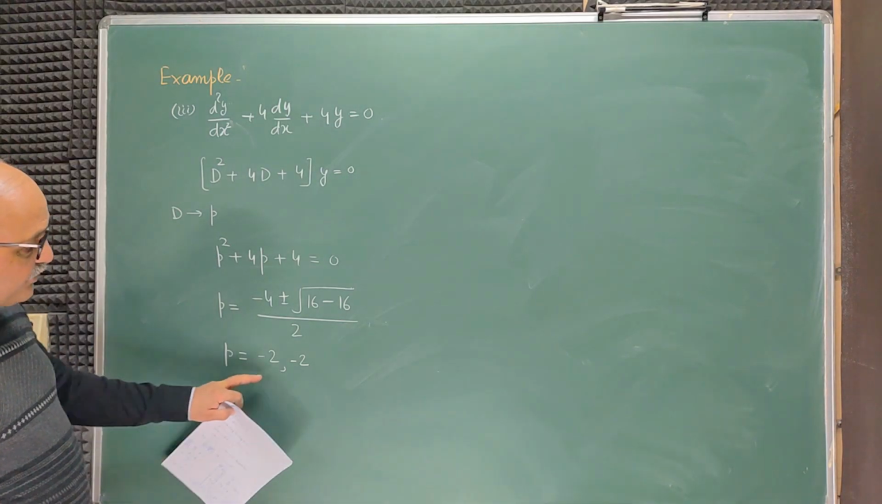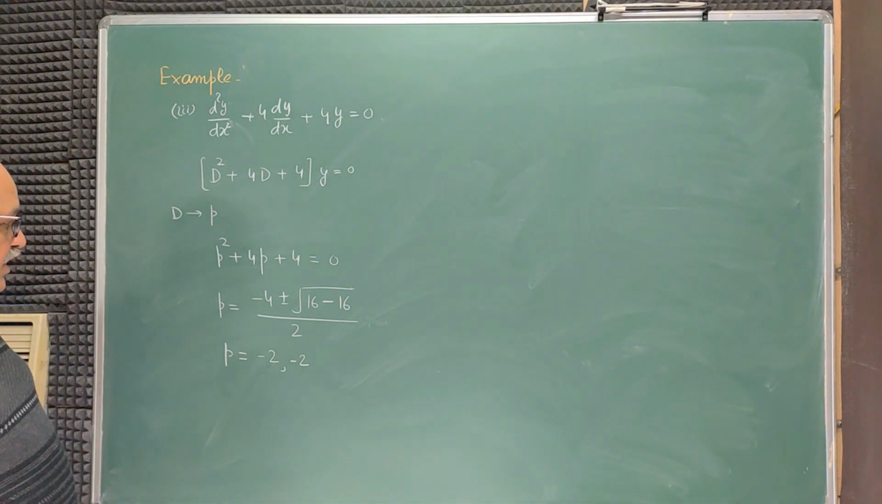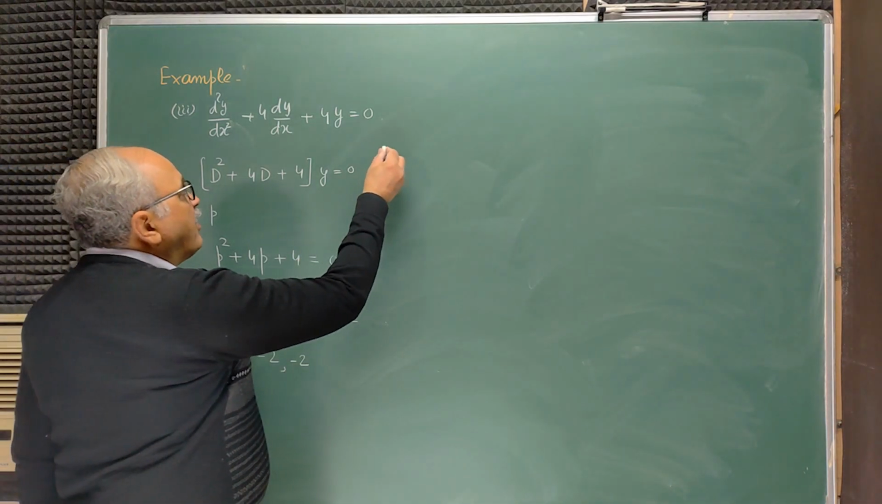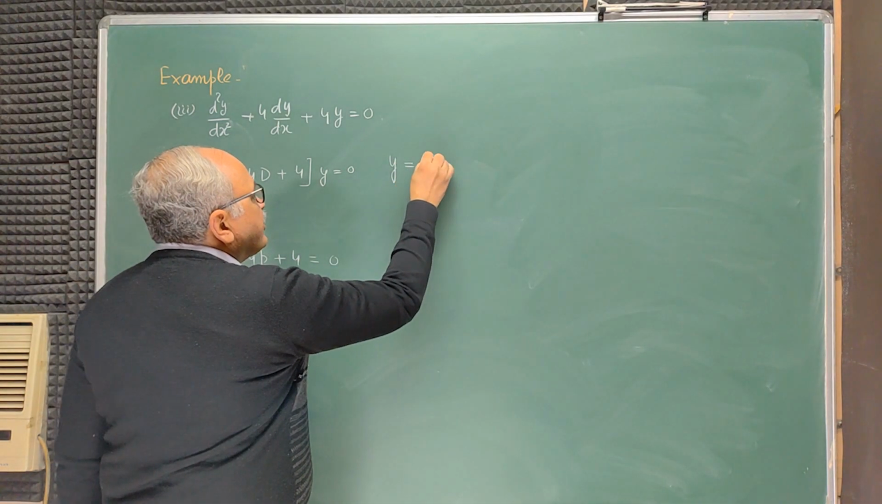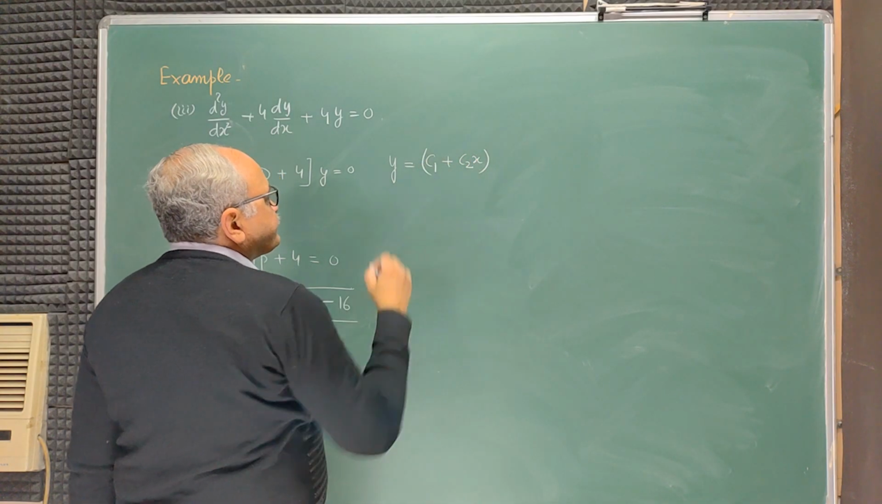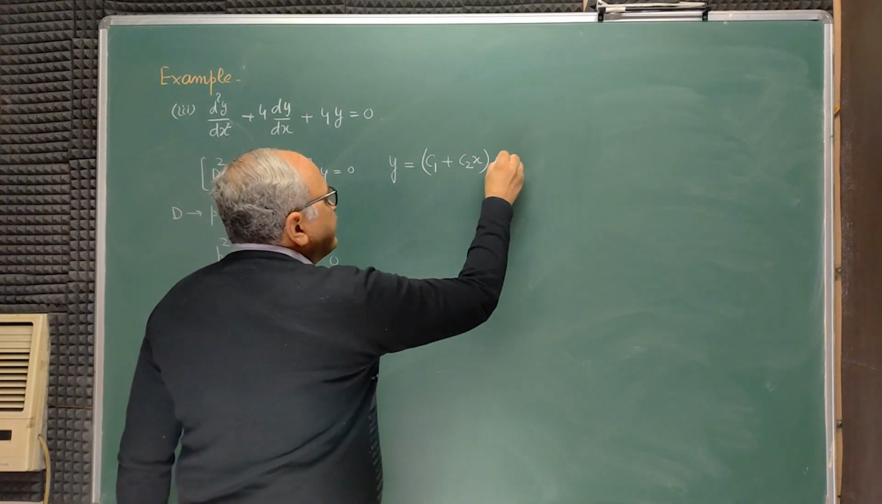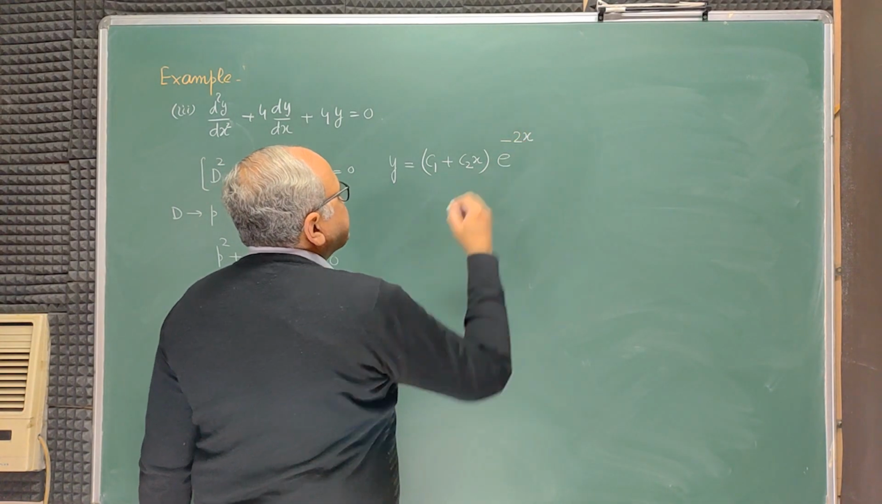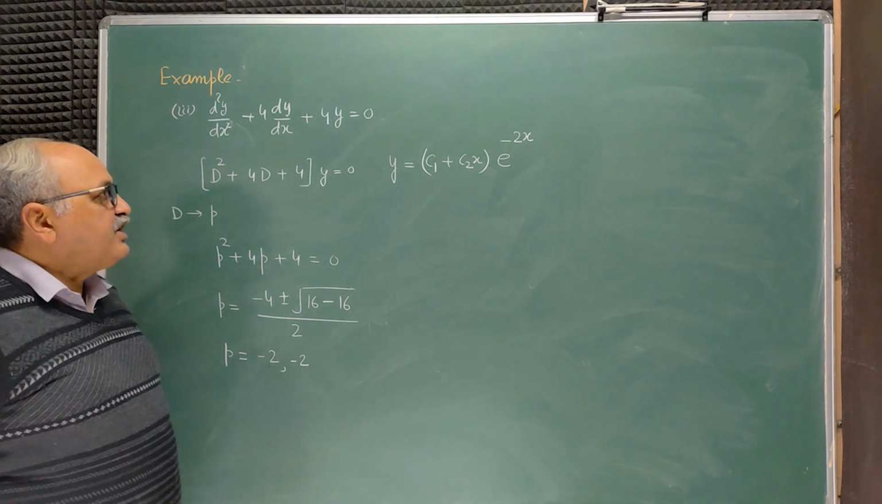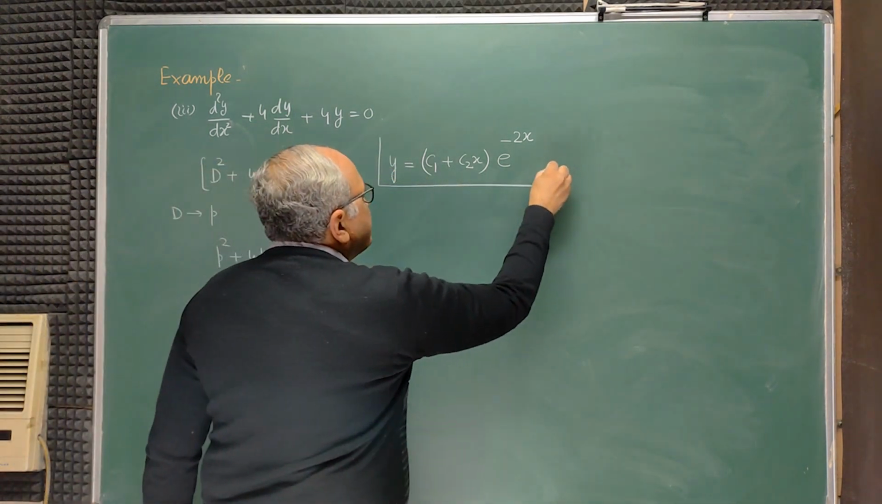So when you have the same solution repeated for the quadratic equation, there is one special form of presenting the result, that is y equals (C1 plus C2 x) e to the power minus 2x. That is how we have to write the answer for a differential equation of this form.